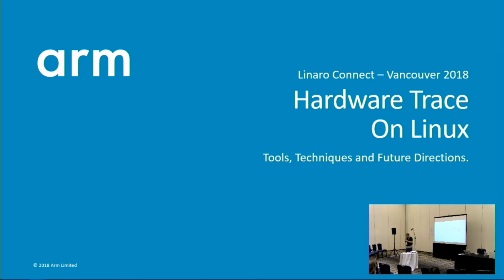I'm Mike Leach. I've been working on Arm for probably over 16 years now, mainly on debug and trace. For the last 2 and a bit years, I've been an assignee at Linaro, working on a project called OpenCSD, which is a trace decoder, and doing a bit of work on CoreSight drivers and just generally getting CoreSight working on Linux.